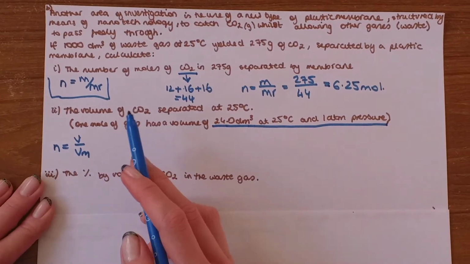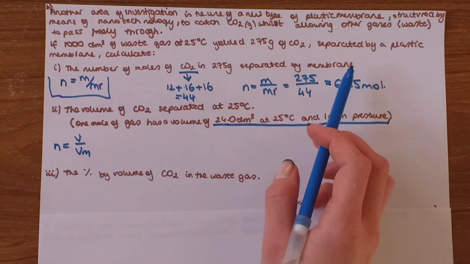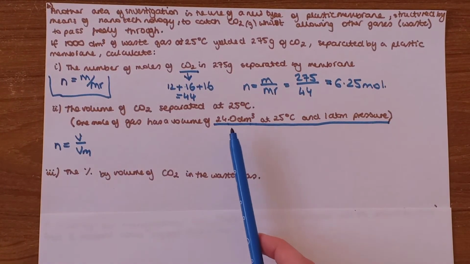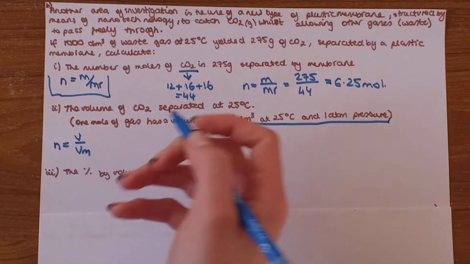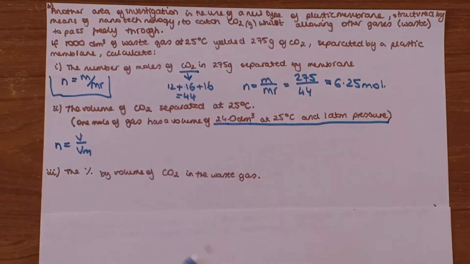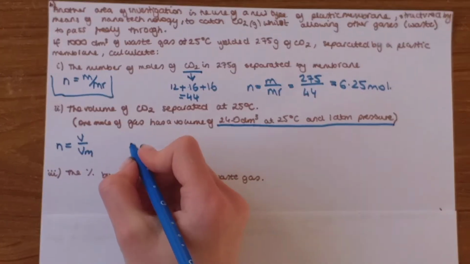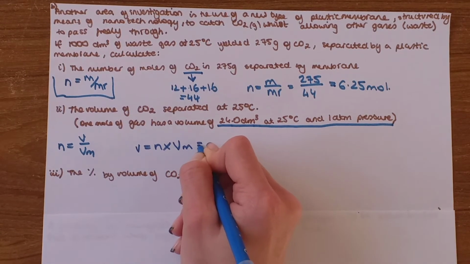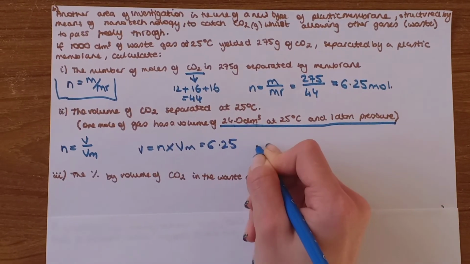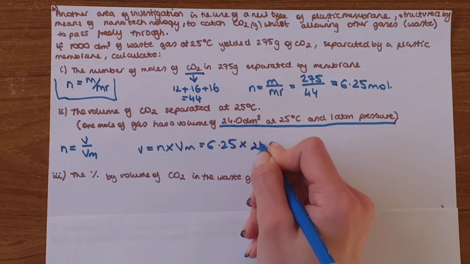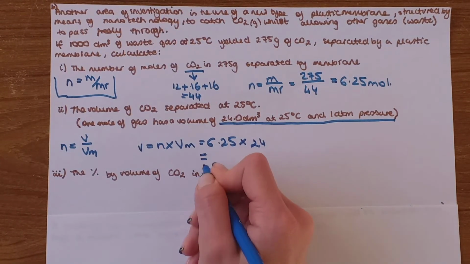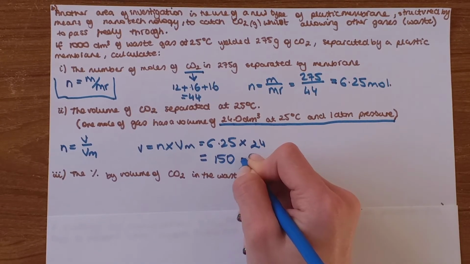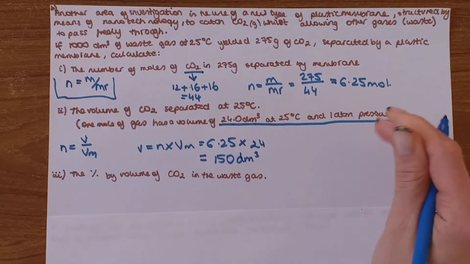So, of course, we got the number of moles of carbon dioxide now from the previous question. And we know that the Vm is this, because Vm is always given in the question or at the front of the data booklet. So we can just rearrange the equation in order to find volume. 6.25 from the previous question times 24 in decimeters cubed, so we don't have to change the units. And this gives you 150 decimeters cubed.